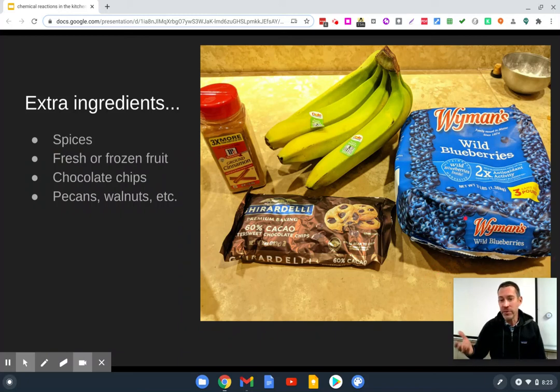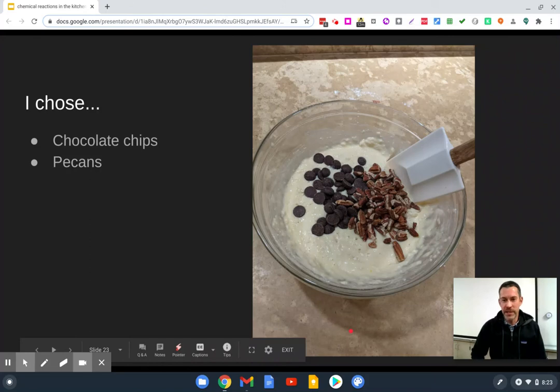Maybe like some frozen blueberries, some chocolate chips, sliced bananas. If you want to put some spices in, maybe you could do that. It's up to you. I chose to put some chocolate chips and some pecans in this one, and I just folded them in with a spatula. Once again, try not to stir too much.